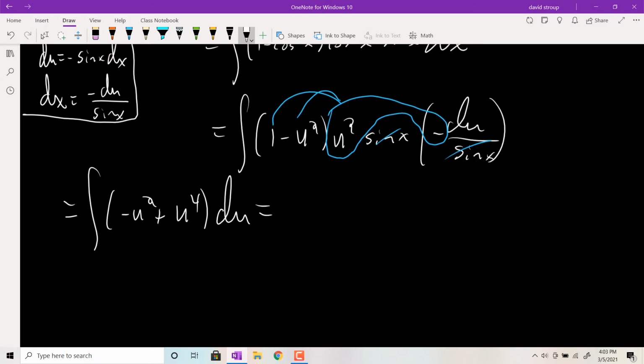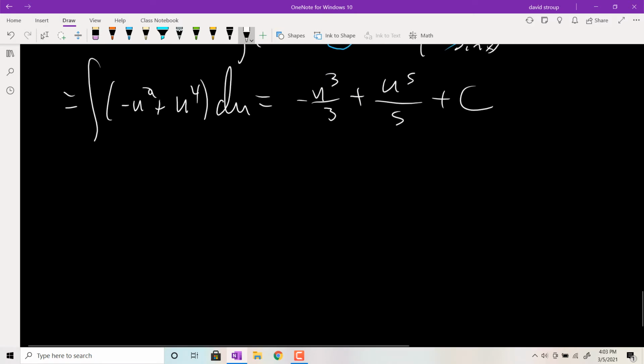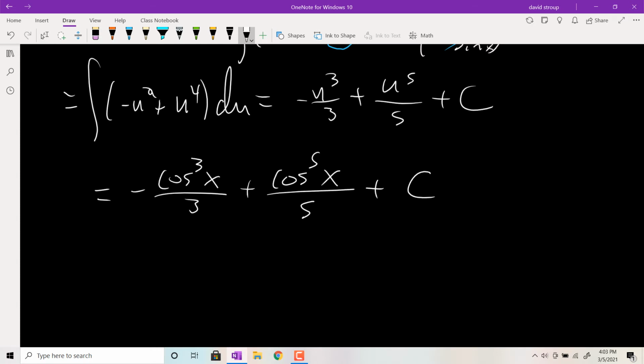And then you can do power rules. So negative u cubed over 3 plus u to the 5th over 5 plus c. And then you back sub cosine. Okay. So negative cosine cubed x over 3 plus cosine to the 5th power of x over 5 plus c. Okay.